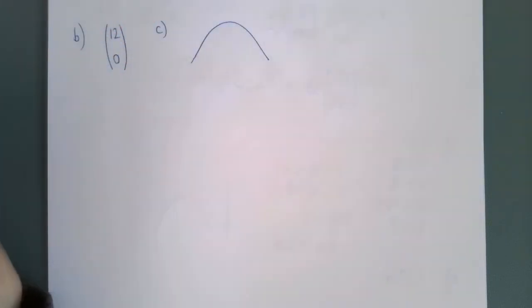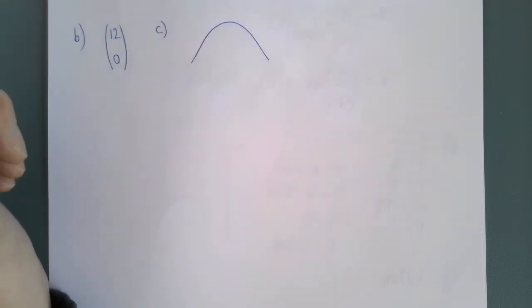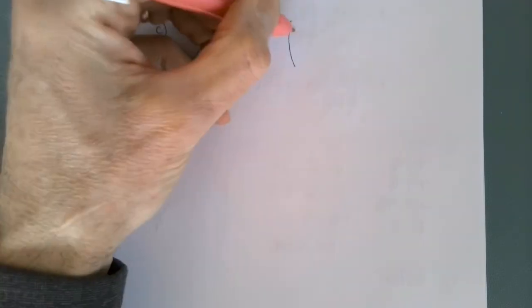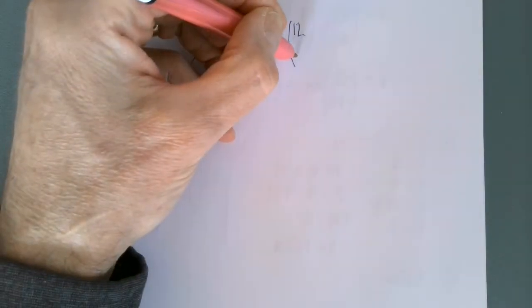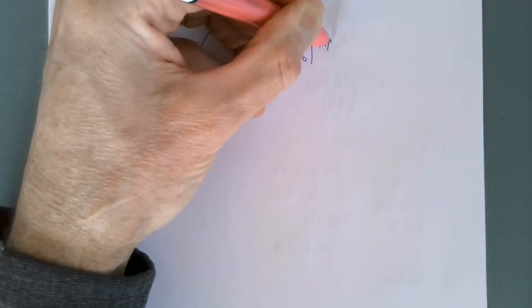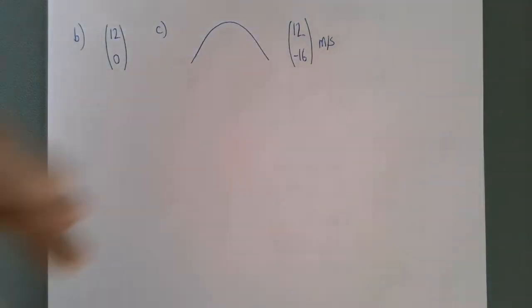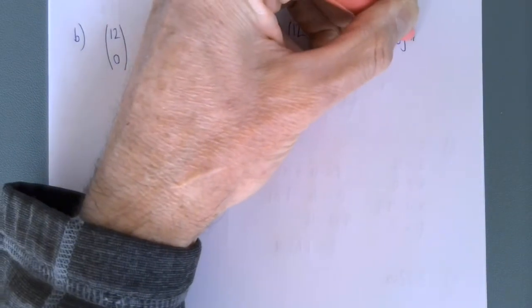And part C, well, this journey is symmetrical. So if it was asking about the time, for example, the time to the top is the same as the time to the bottom. And the same is true of velocity. So its horizontal velocity is going to be 12 forever. Its vertical velocity as it comes down will be the same as its velocity when it left the ground, just in reverse. So that's the answer to part C, or in IJ notation, that.